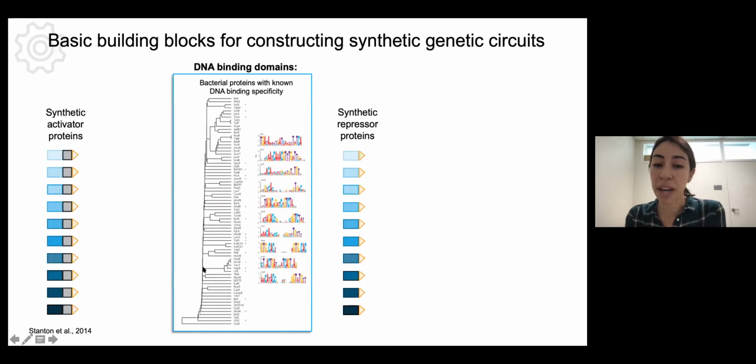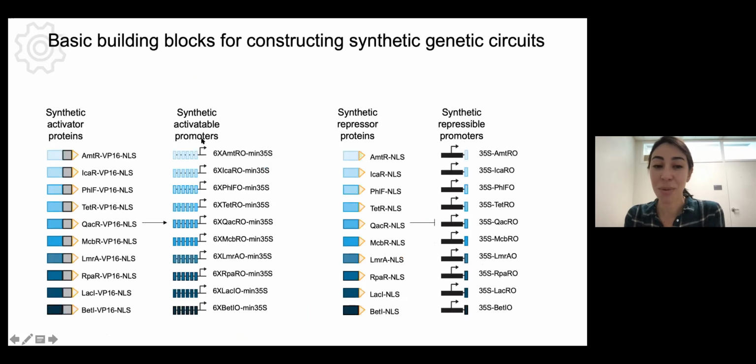Now, for the DNA binding protein region of these transcription factors, I've used bacterial DNA binding proteins that have known DNA binding specificity. There's a large collection of well-characterized bacterial DNA binding proteins, and using these allows us to build a large collection of plant synthetic transcription factors and a collection of promoters that are responsive to these transcription factors.